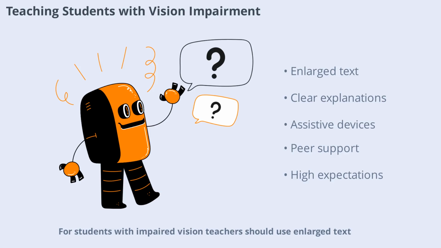curriculum. For students with impaired vision, teachers should use enlarged text, clear verbal explanations, and assistive devices like magnifiers or braille. It's important to allow extra time for tasks, provide accessible materials, and train peers to offer support. Teachers should maintain high expectations and encourage students to use their remaining vision and other senses to access the curriculum.